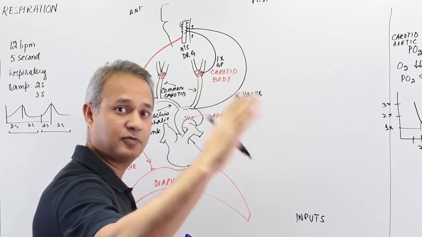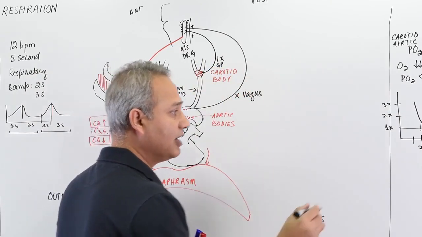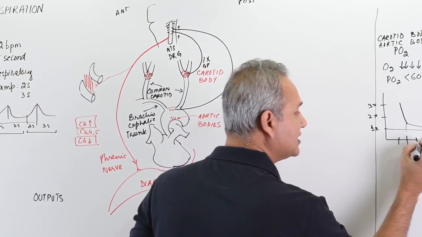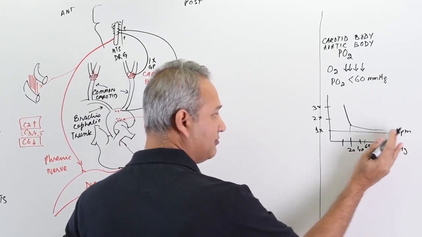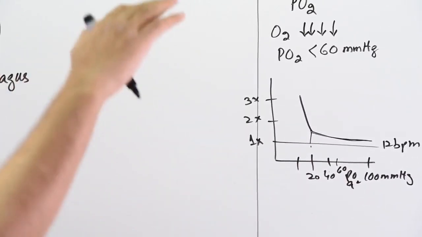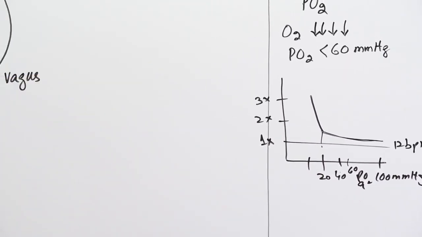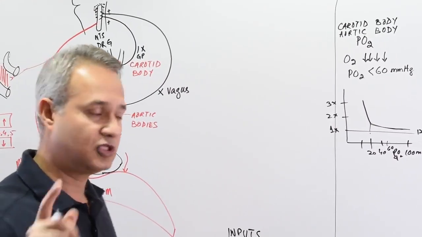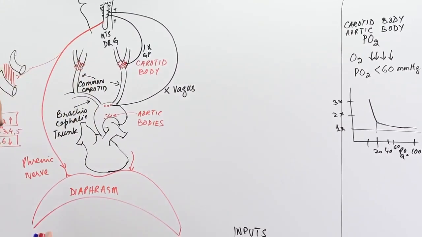So instead of 12, it would become 36 or 30. However, till we reach 60, till we drop to 60, there is actually no change. So from 100 to 60, pressure is dropping, but there is not much change. So that is the quality of the peripheral chemoreceptors.